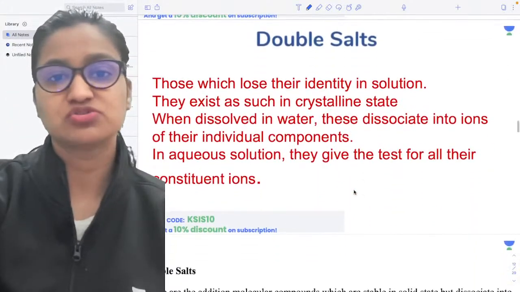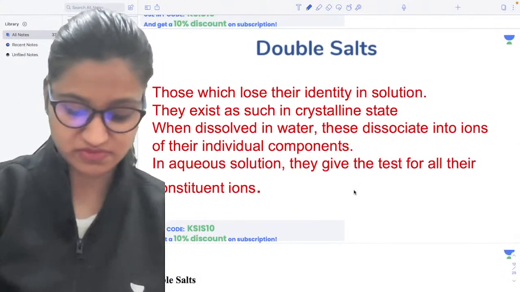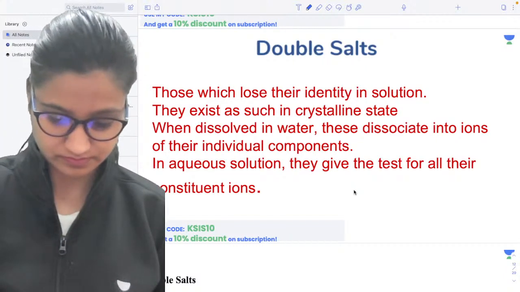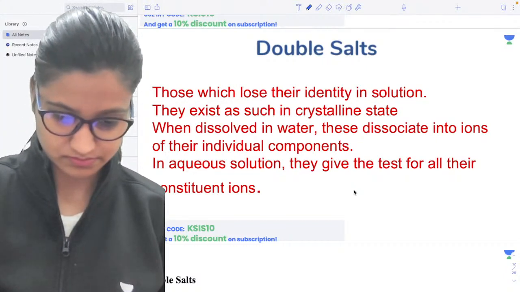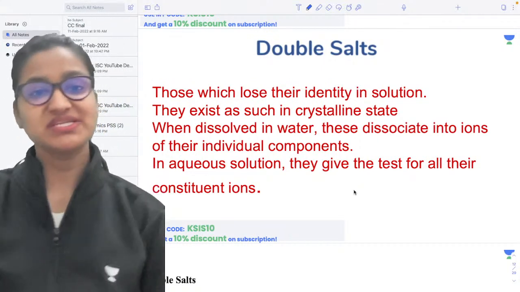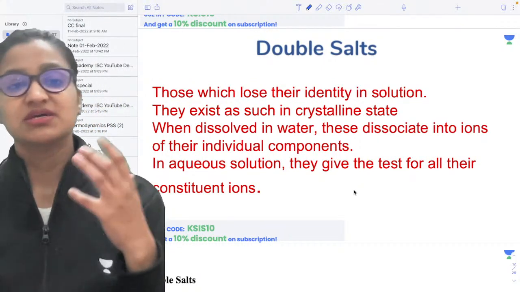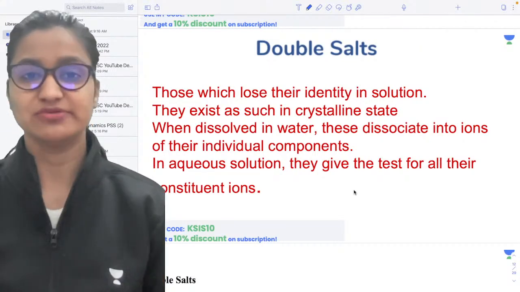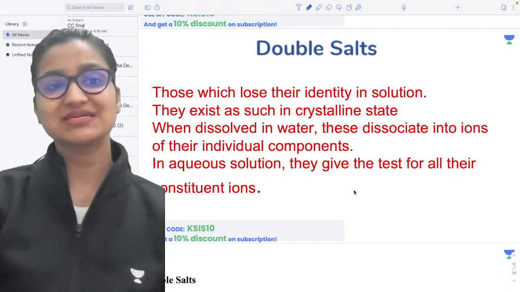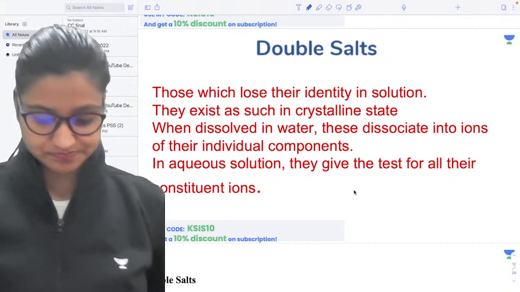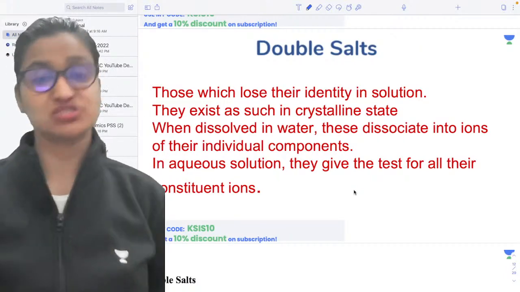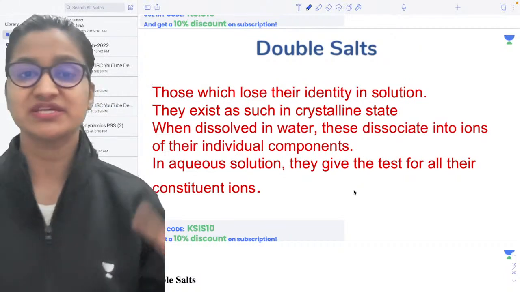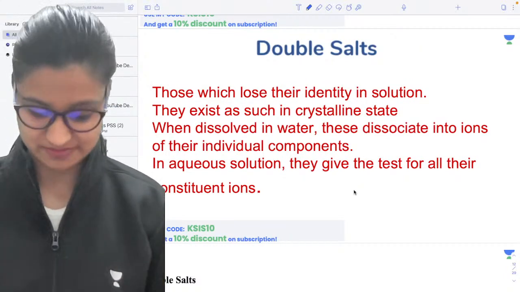Now let's talk about double salts. First we will be talking about double salts, all right? So what is the deal with double salts? You can see that those which lose their identity in the solution, means when you mix a double salt in water, then they get completely dissociated into their individual ions.